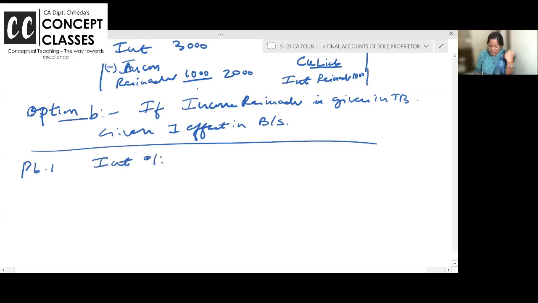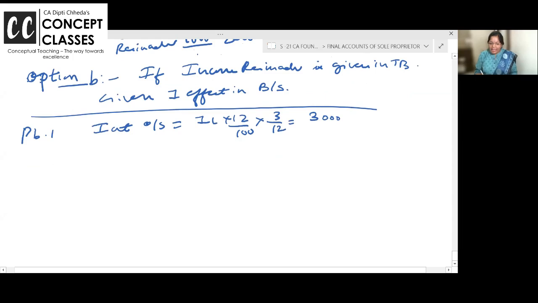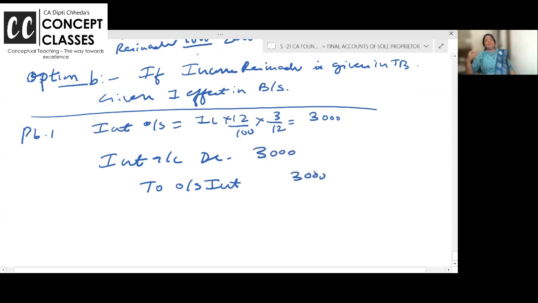Interest outstanding is equal to 1 lakh के ऊपर 12%. 9 months interest you have already paid. 3 months, 3 by 12. That is coming to 3,000. And journal entry will be interest account debit to outstanding interest account or interest payable account, just like salary debit to outstanding. So interest account debit 3,000 in the P&L account and outstanding interest in the liability, current liability.